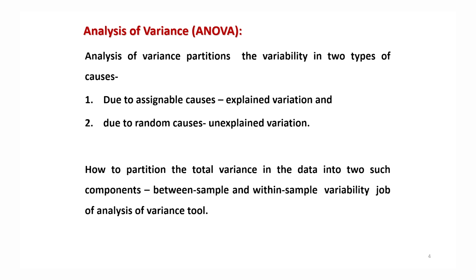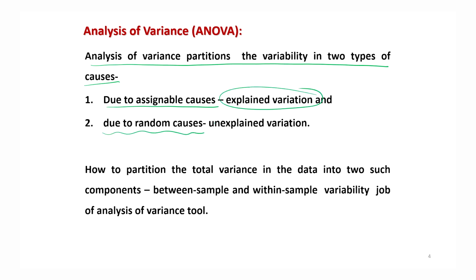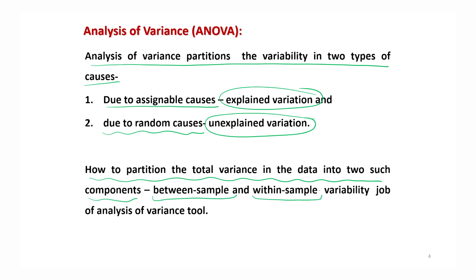So essentially, the analysis of variance partitions the variability into two types of causes: due to assignable causes, which is the explained variation, and due to random causes, which is the unexplained variation. Now the question is how to partition this total variance in the data into two such components, which I can say broadly as between sample and within sample. So the variability will be divided into two types: between sample variability and within sample variability. And this is the job of the analysis of variance, right?